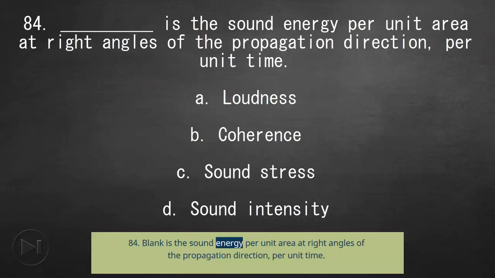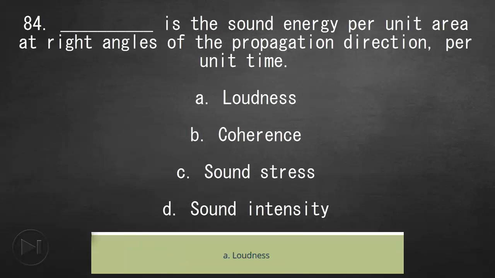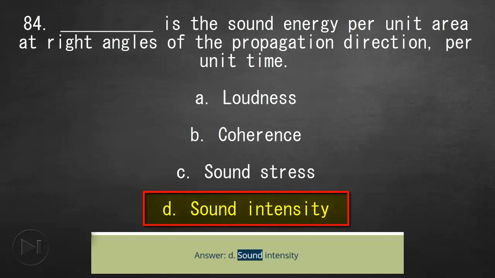84. Blank is the sound energy per unit area at right angles to the propagation direction, per unit time. A. Loudness, B. Coherence, C. Sound stress, D. Sound intensity. Answer, D. Sound intensity.